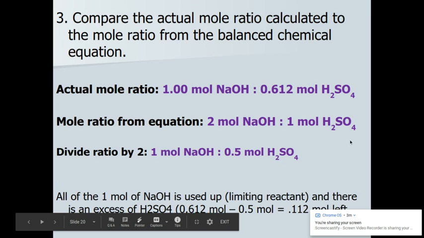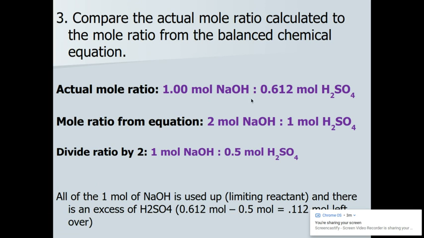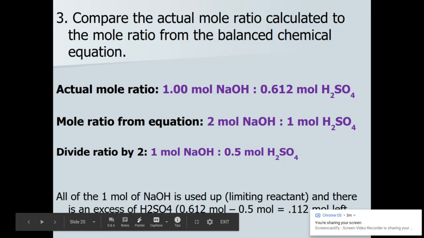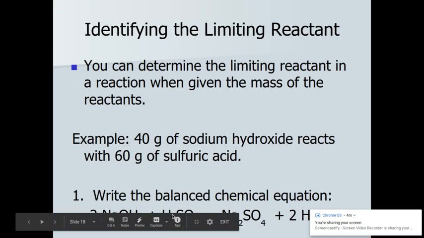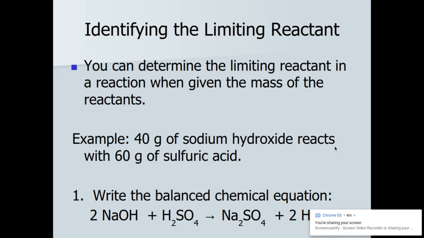Okay, let's see what that means. So we have to compare them. Well, the actual mole ratio from our actual numbers of 40 grams and 60 grams is 1 mole and 0.612 moles. That's from back here, from our math here. And our mole ratio from our equation is 2 moles to 1 mole. That's from our equation over here. You can't really see, but there it is right there, the equation on the bottom.